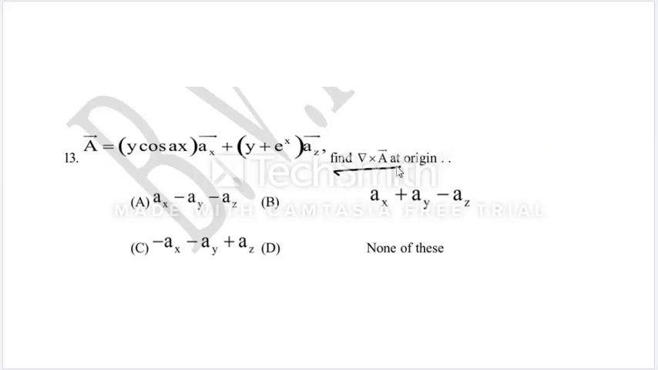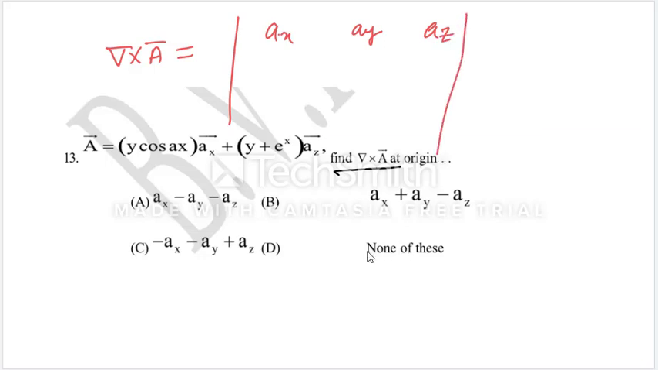The next problem. Find del cross A at the origin. Del cross A at the origin. Do it fast now here. Del cross A, which is equal to ax, ay, az now. Next, dou by dou x, dou by dou y, dou by dou z. And this is y into cos ax, 0. This is y plus e power x now. Now expand this curl now here.